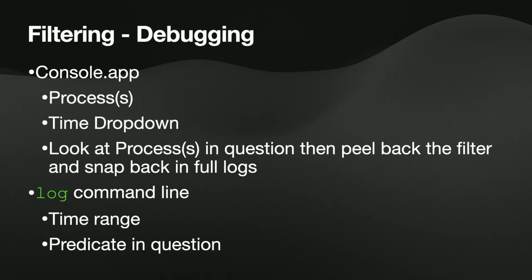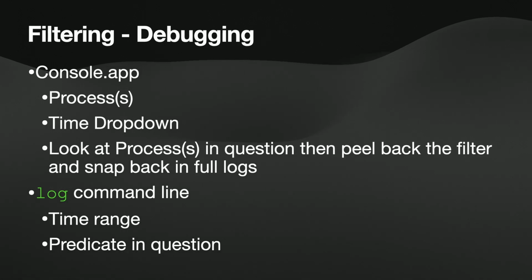Let's take a look at how we're going to tear that apart and get the information out of it. So within Console, you want to know the process. There's a time drop-down that you'll see, so you know the range, and frankly, the shorter the range of time you need to look at, the better, just for a performance and filtering standpoint. And really, you're looking at the processes in question and then peel back that filter. This is why I like the Console app for doing this.